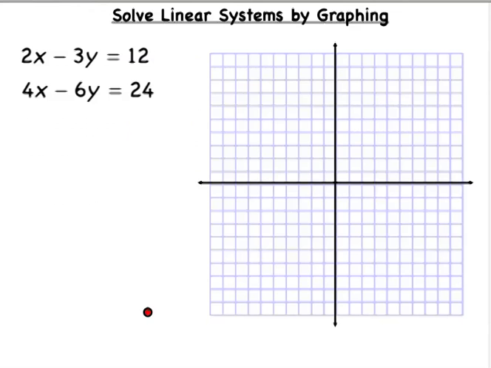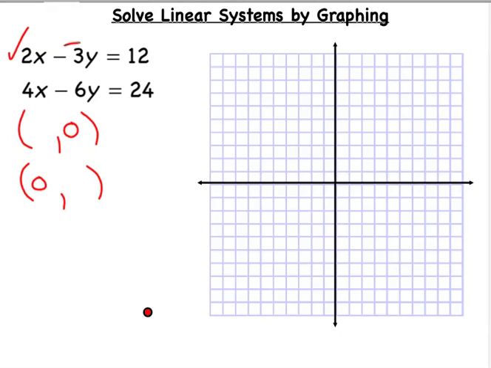So let's take a look really quick at examples of these. The first one, in red, I'm going to plug in 0 for y, which gets rid of this term. 2x equals 12, I get x equals 6. If I plug in 0 for x, it gets rid of this term. -3y equals 12, I get y equals -4. Plot those: 6, 0 and 0, -4.